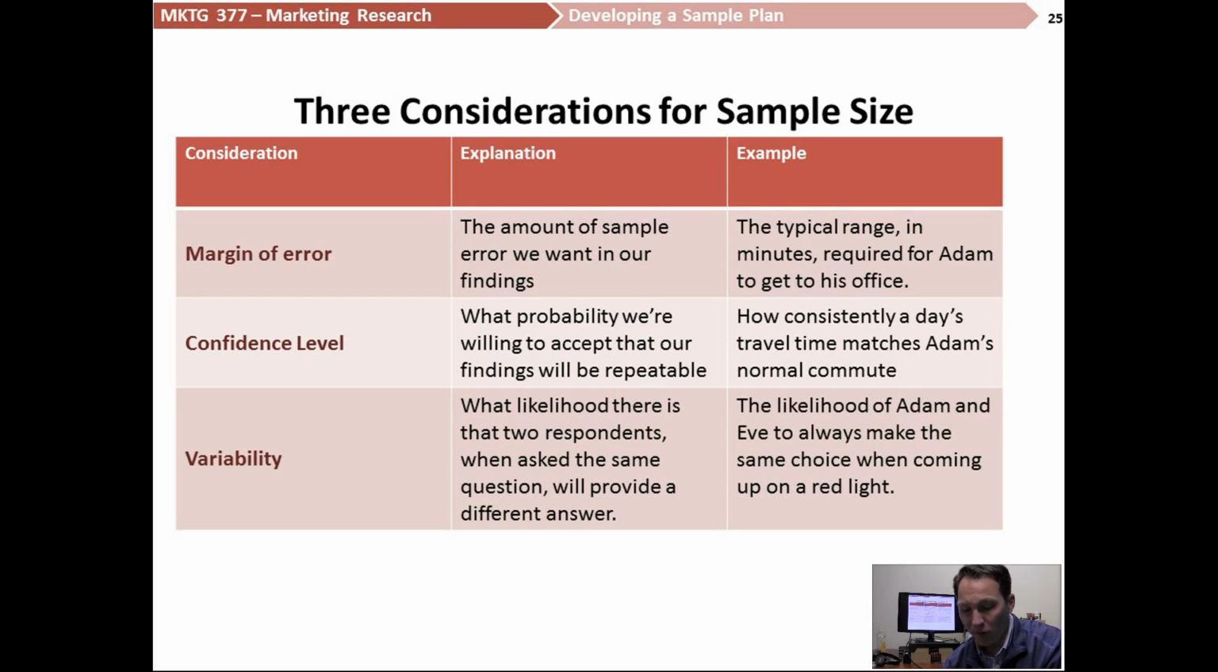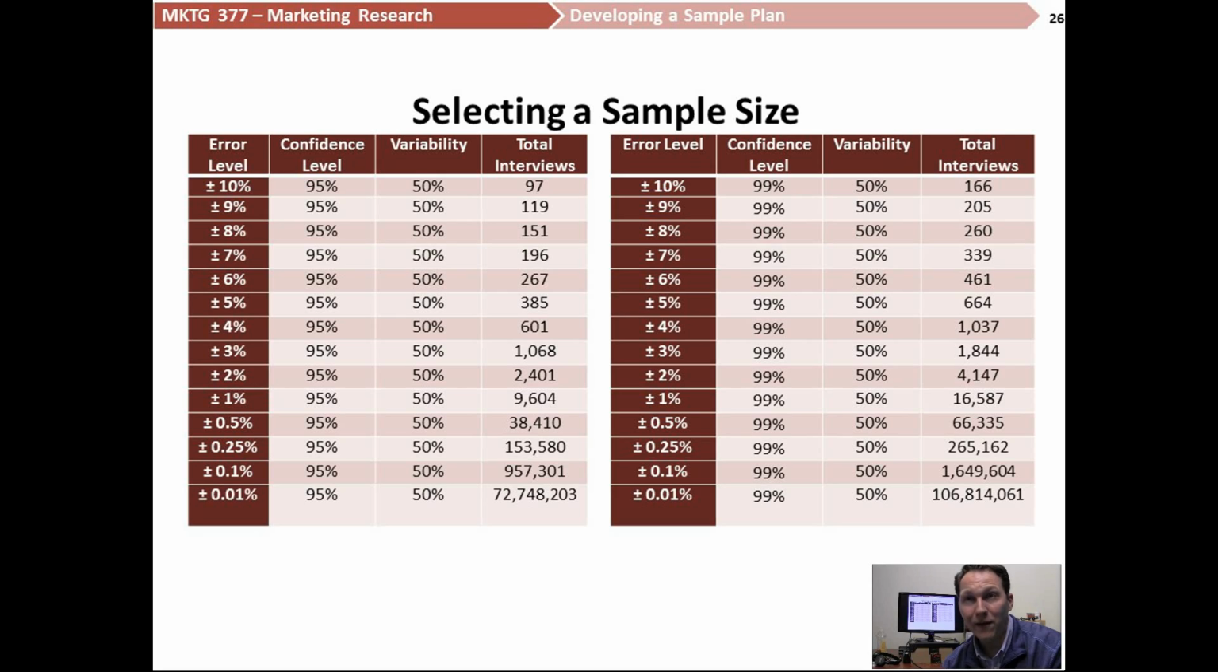So what we would say is that the variability between the way that these two people would do things is at a 50-50 split. Adam tends to go, Eve tends to stop. So therefore, they have a high amount of variability in the way that they perceive the same situation. So those are the three things you need to think about. Now, the reason you need to think about those is because those three components are used to calculate sample size.